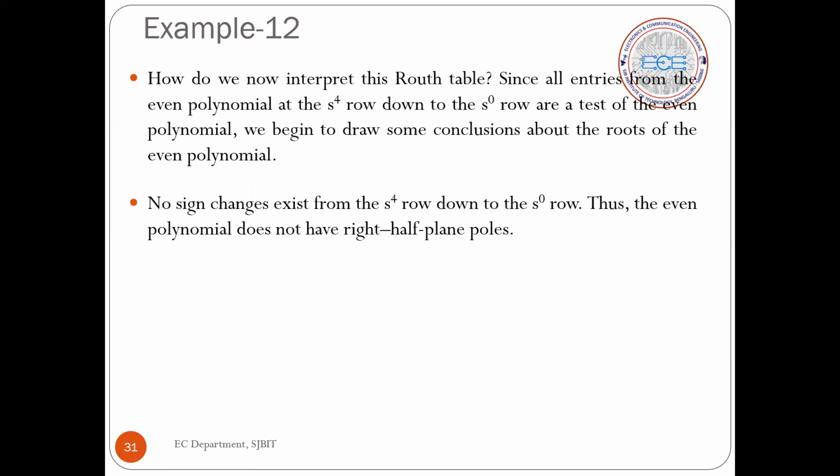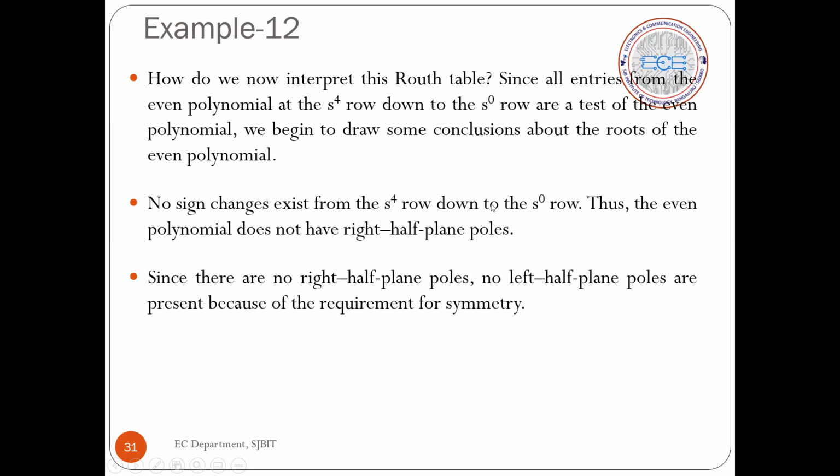That is, how do we now interpret this Routh table? Since all the entries from the even polynomial at the s power 4 row down to the s power 0 row are a test of the even polynomial, we begin to draw some conclusions about the roots of the even polynomial. As I said, the stability comments we will be giving. No sign change exists from the s power 4 row down to the s power 0 row. Thus the even polynomial does not have any roots to the right of the s plane.